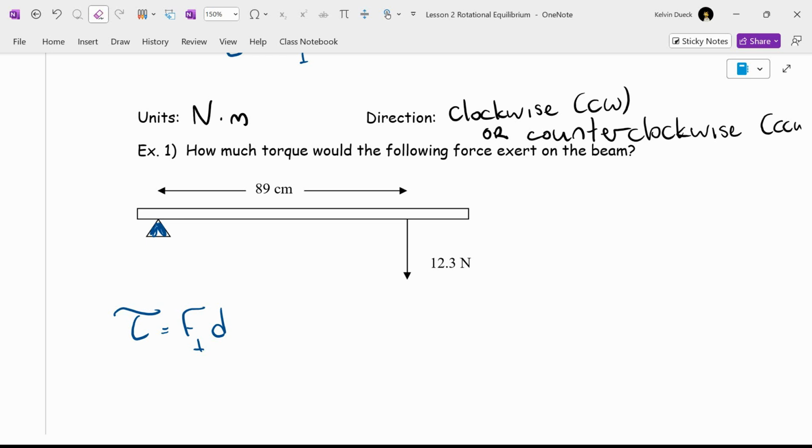What's the perpendicular force magnitude? Read it from me. What's the distance from the pivot? Don't say 89. What's the magnitude of the torque? Sorry? 10.9.7 makes no sense. 10.947, I'll go 10.9. Units, Newton meters. Direction, use your imagination. If we pulled down with 12.3 newtons, will this spin clockwise or counterclockwise? Yep.